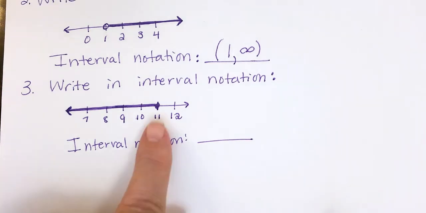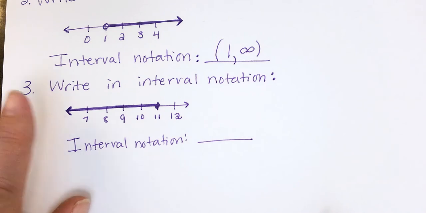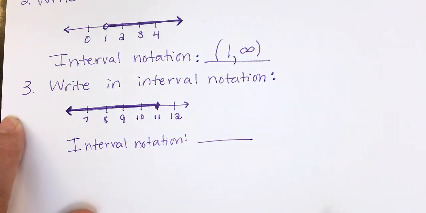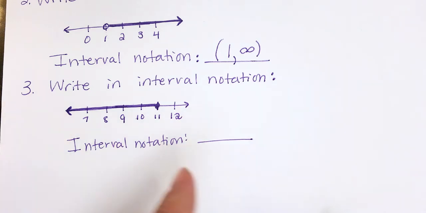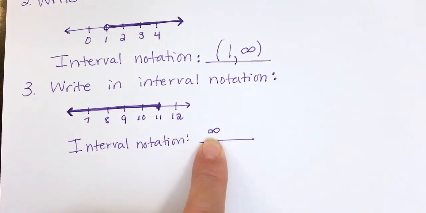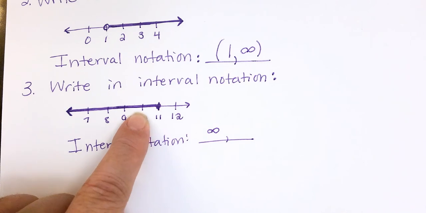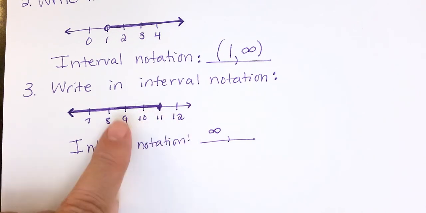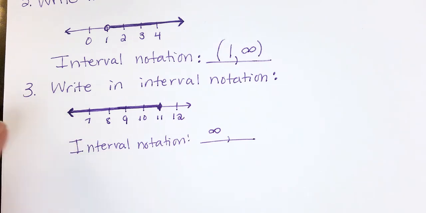On this one, where does it start? Well, on the left side, it keeps going, going, going. So I can't really write just one number here in my interval notation. If it keeps going, again, remember that's infinity. I'm shading to the left, so infinity is on the left in my interval notation. However, if this number line was to extend, this would be 12, 11, 10, 9, 8, 7, 6, 5, 4, 3, 2, 1, 0, and now we're heading in the negative direction, negative 1, negative 2, negative 3.